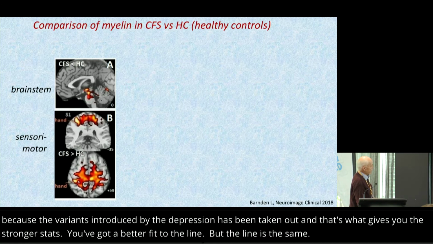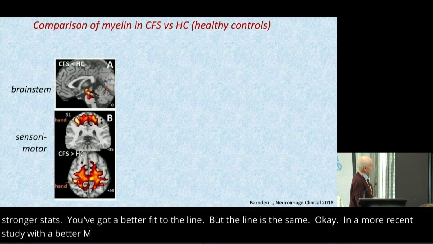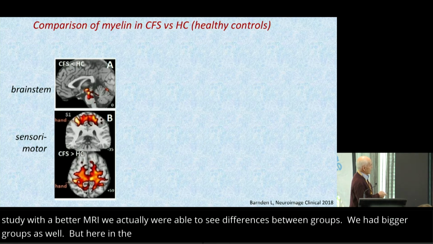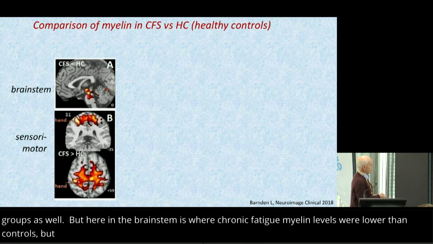Okay, in a more recent study with a better MRI, we actually were able to see differences between groups. We had bigger groups as well. But here in the brainstem is where chronic fatigue myelin levels were lower than controls. But here in the sensory motor area up top, the myelin levels were actually greater than in healthy controls.